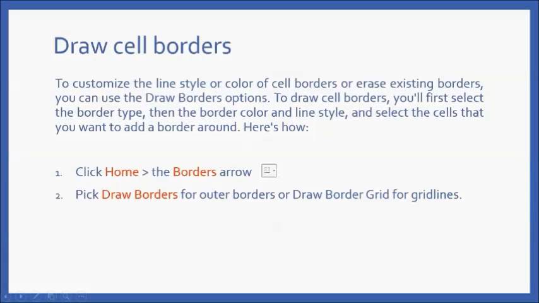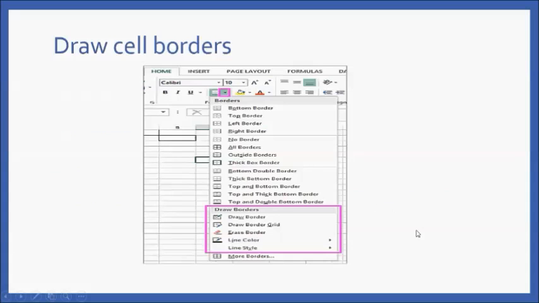So how are we going to draw cell borders? To customize the line style or color of cell borders or erase existing borders, you can use the Draw Borders options. To draw cell borders, you'll first select the border type, then the border color and line style, and select the cells that you want to add a border around. So here's how. Click Home, the Borders arrow, pick Draw Borders for outer borders or Draw Border Grid for grid lines. This is an example of how we are going to draw the cell borders.